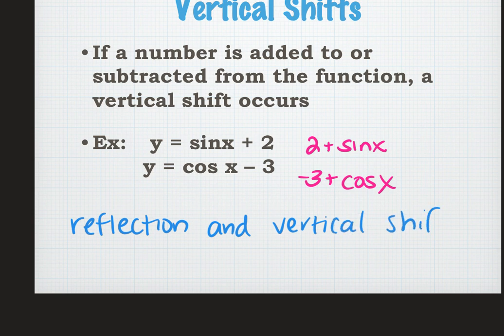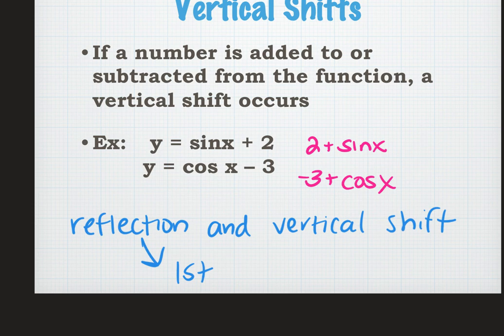And in this case, the order you do these things matters. So if there's a reflection, meaning you're flipping it upside down, and a vertical shift, meaning you're shifting it up or down, you're going to do the reflection first. So you flip it, then you shift it. If you do it the other way around, you actually have to flip it over the x-axis instead of just flipping it upside down, which gets confusing, okay?